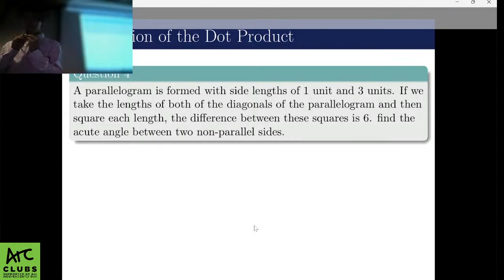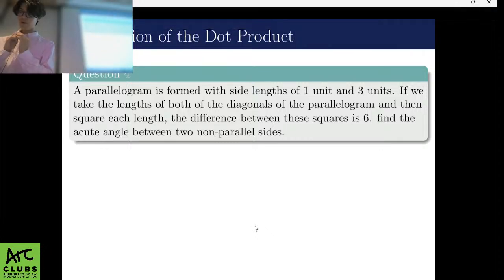So let's go on to this question here. I have a parallelogram with side lengths 1 and 3 units. So if we take the length of both of the diagonals of the parallelogram and square each length, the difference between the squares is 6. Find the acute angle between two non-parallel sides.